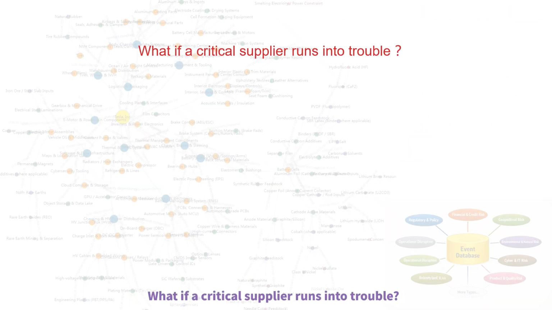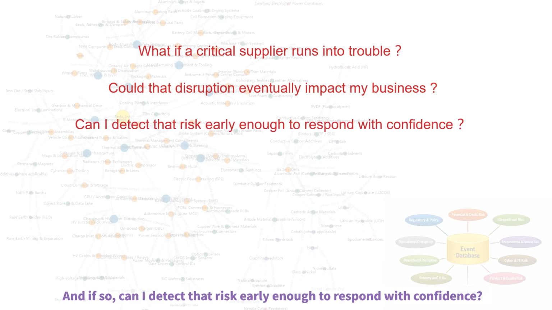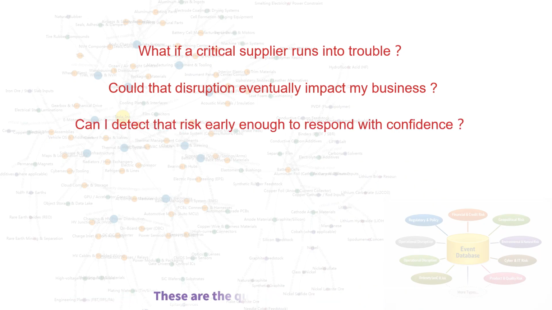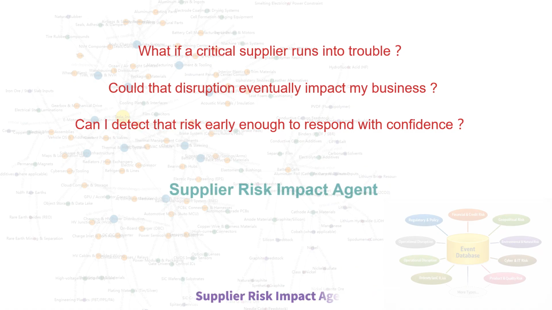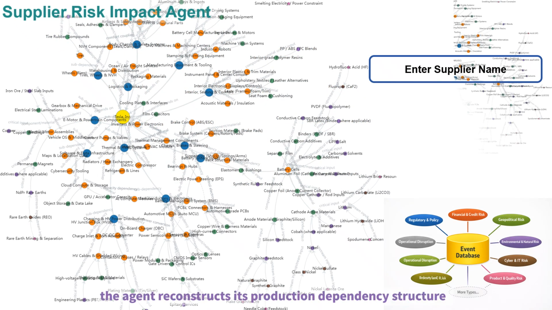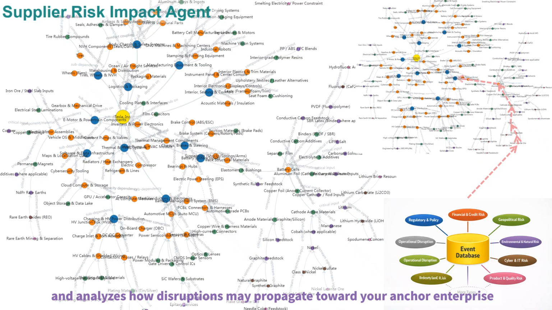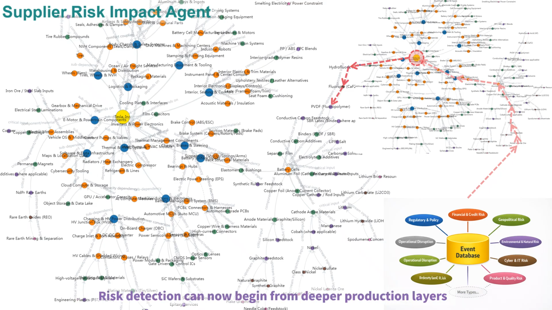What if a critical supplier runs into trouble? Could that disruption eventually impact my business? And if so, can I detect that risk early enough to respond with confidence? These are the questions answered by our supplier risk impact agent. By specifying a supplier enterprise, the agent reconstructs its production dependency structure and analyzes how disruptions may propagate toward your anchor enterprise. Risk detection can now begin from deeper production layers, even before it enters your visible supply path.